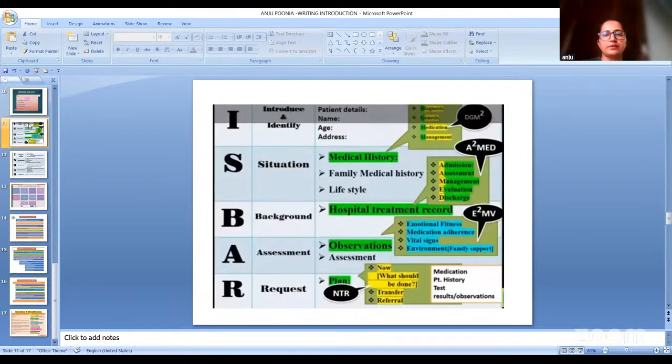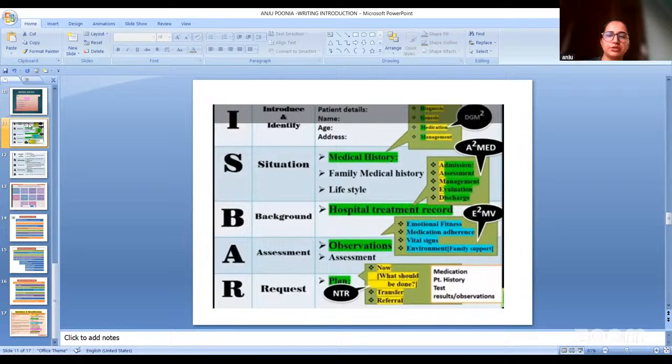So identify and introduce. Patient details: name, age, address. Situation, medical history, family medical history, and lifestyle. Because the patient drinks, the patient smokes. So all these things we need to evaluate at that time, because based on that, we can make a diagnosis.